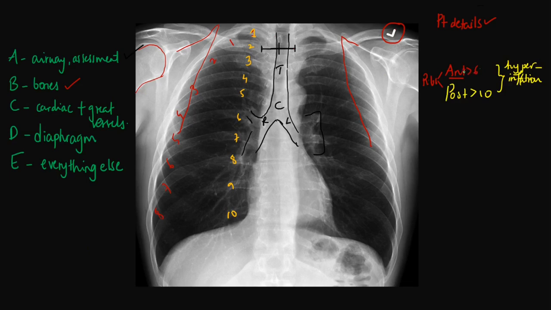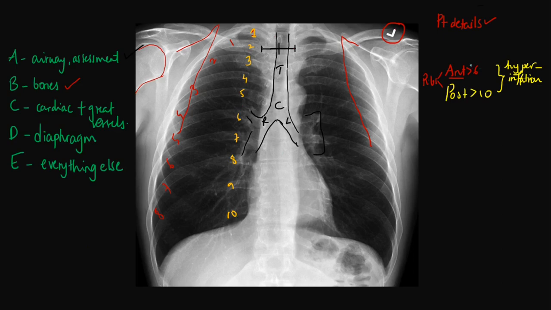So we need to count anterior and posterior ribs. Starting from the anterior ones, we've got the first rib there, second, third, fourth, fifth, sixth, seventh, and then eighth. And then it's easier to count the posterior ribs. So we've got the first one there, second, third, fourth, fifth, sixth, seventh, eighth, ninth, and then finally the 10th one.